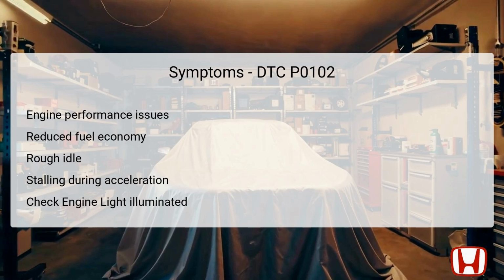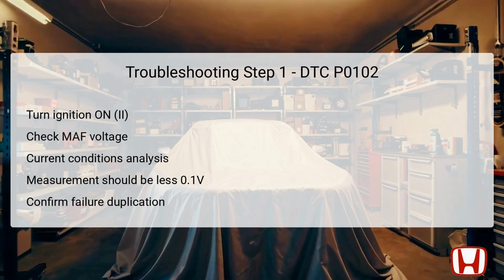Lastly, the illuminated check engine light serves as an immediate alert, indicating that the onboard diagnostics have detected an issue related to the MAF sensor circuit. The first troubleshooting step for DTC P0102 involves turning the ignition switch to the on position or pressing the engine start button to enter the on mode. It's essential to wait for approximately 2 seconds after doing this.